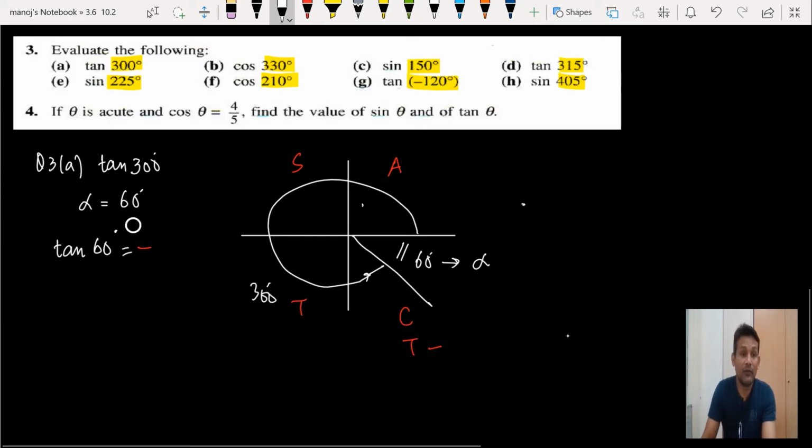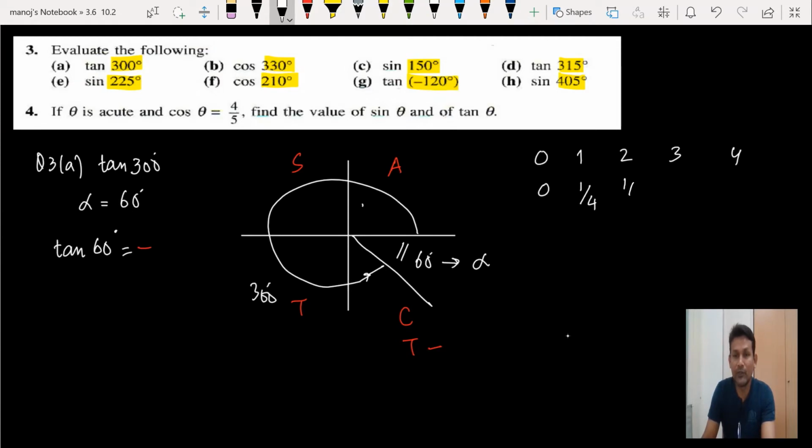And how can you find it without using a calculator? I want to tell you one thing. Just write 0, 1, 2, 3, 4. Divide this by 4. 0 upon 4 is 0. 1 upon 4 is 1 upon 4. 2 upon 4 is 1 upon 2. 3 upon 4 is 3 upon 4. 4 upon 4 is 1. When you take the square root, this is 0. Root of 1 upon 4 is 1 upon 2. Root of 1 upon 2 is 1 upon root 2. Root of 3 upon 4 is root 3 upon 2. And root 1 is 1.